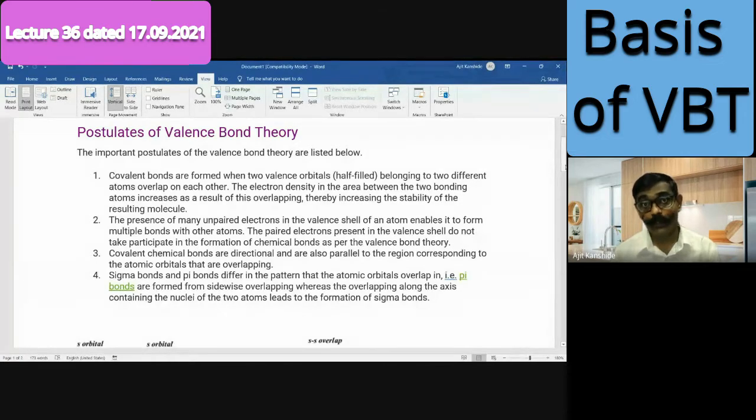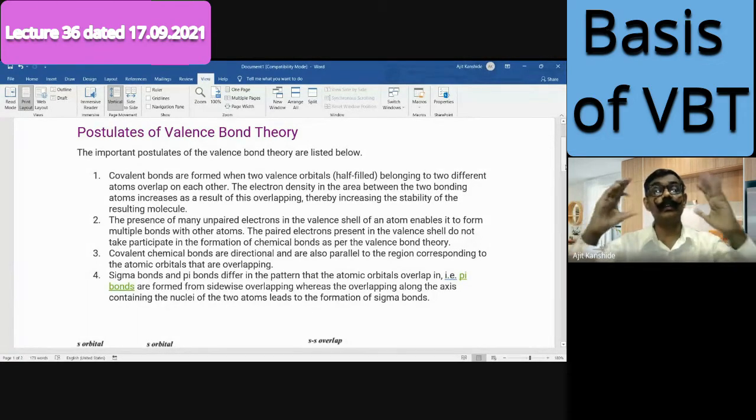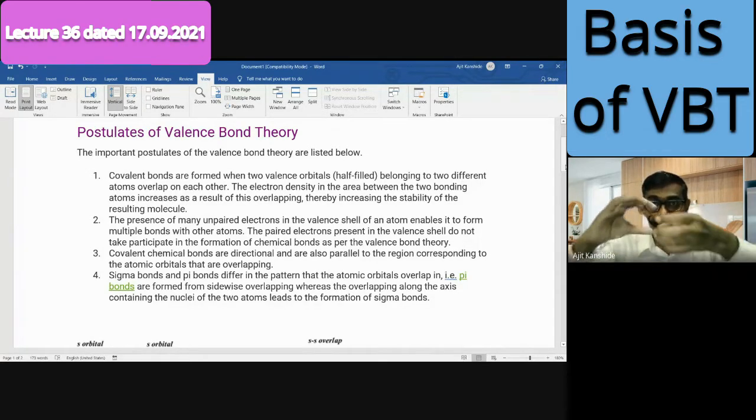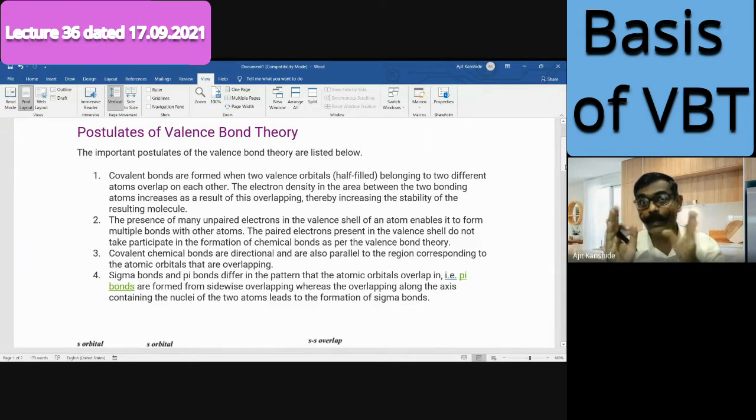Then we have to think about the electron density between the two bonding atoms. Previously, only one orbital was there, and those electrons could pay attention only towards one nucleus. But now, because of overlap, many electrons are there that can pay attention towards this nucleus. Similarly for the other atom's nucleus, a large electron cloud is there. That's the importance of the overlap.